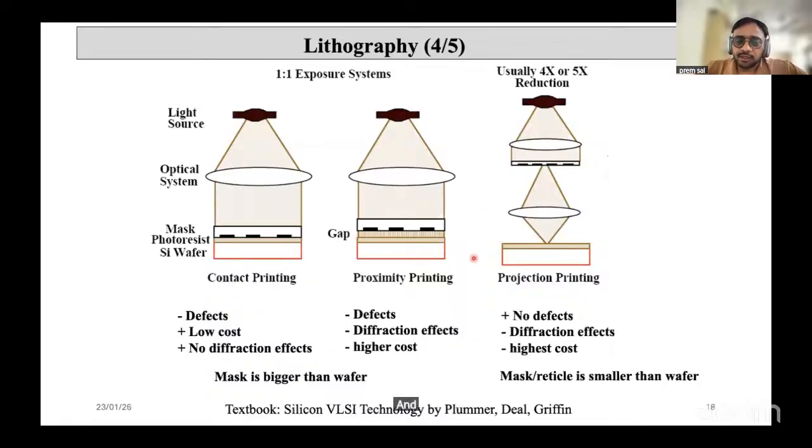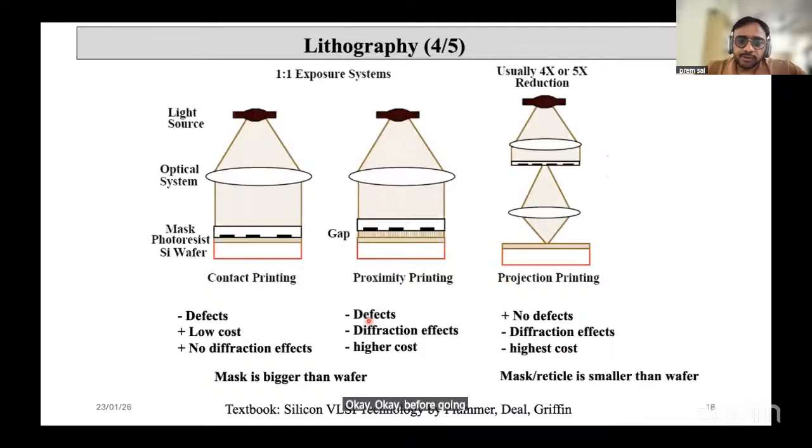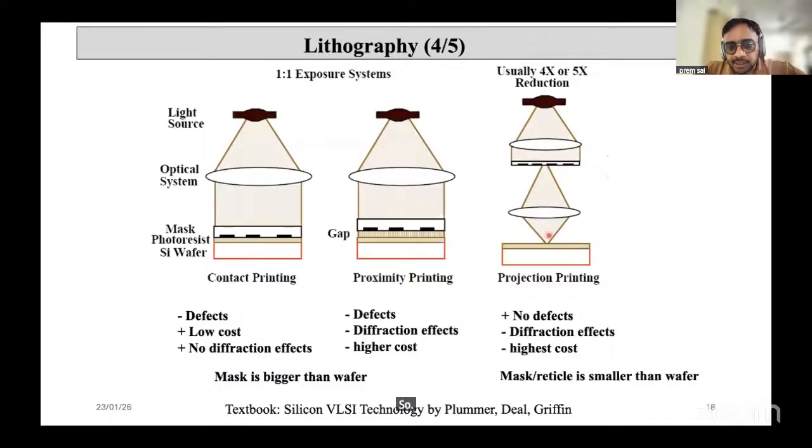And the other thing which they use in industry is this. These are called projection lithography or projection printing systems. Before going into this, the proximity printing or proximity lithography systems have these diffraction effects, and higher cost is also associated compared to this. Then in the projection based systems, you have this lens, and you have the mask here. So in all these three, the mask is near to this.